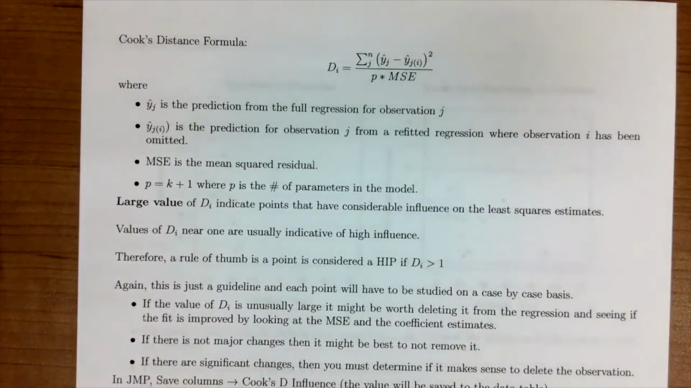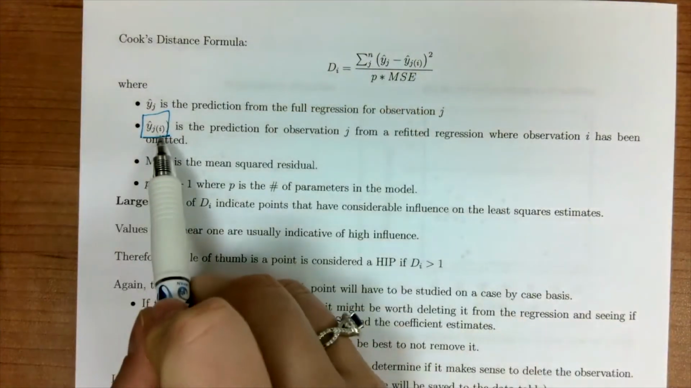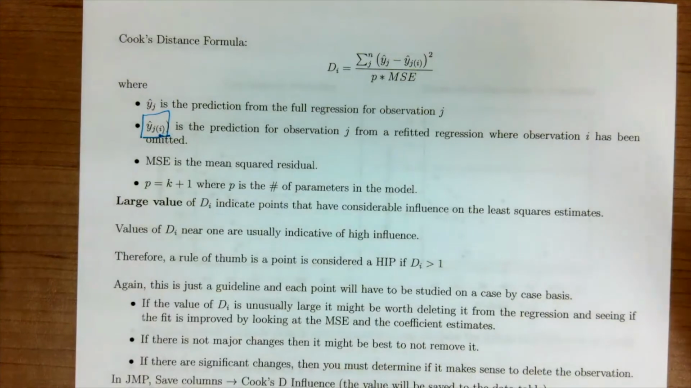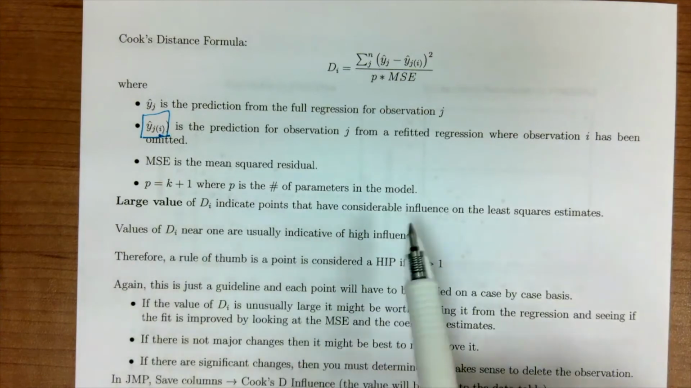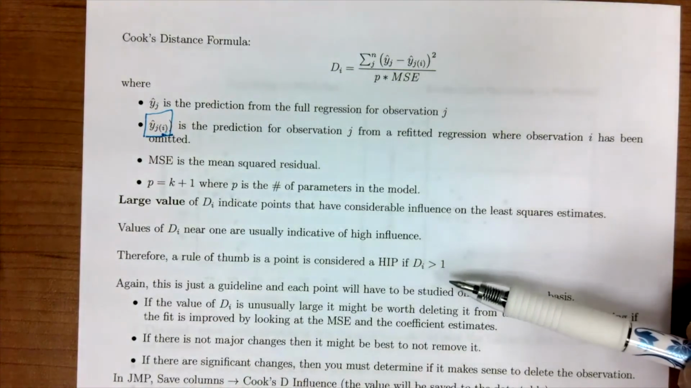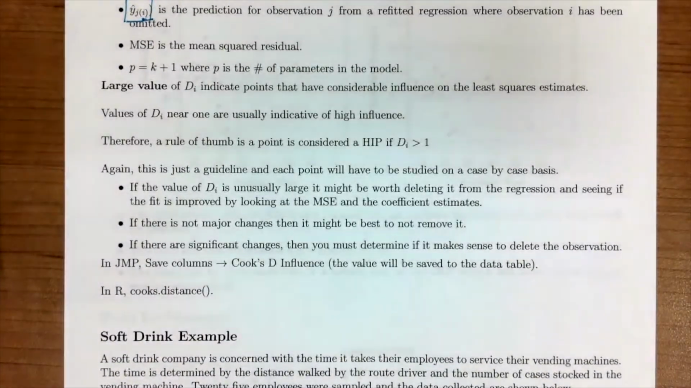Here's the formula for Cook's distance. Again, you won't need to know this, but I figured it's good to have for your notes. This part represents when we remove the ith observation. Large values indicate that we have a big influence on our estimators. Values of D near 1 usually indicate high influence. So the rule of thumb is if our HIP points have a Cook's distance larger than 1, we probably are going to flag it. Again, this is just a guideline.